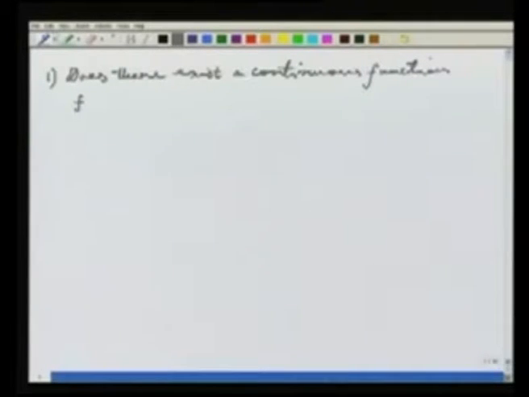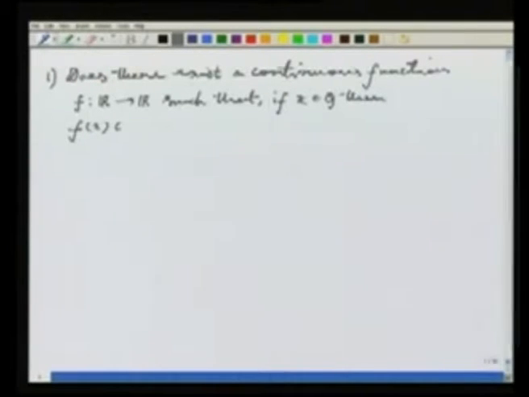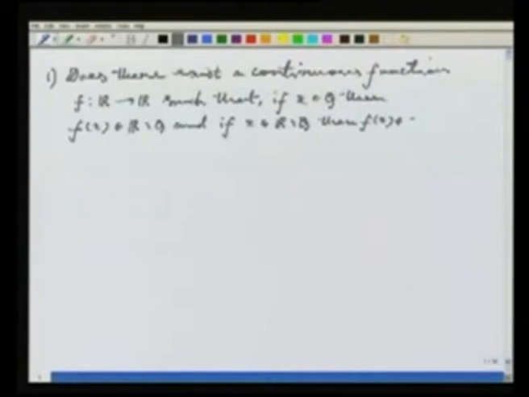f from R to R which has the following properties such that if x is a rational number, that is x is in Q, then f(x) is an irrational number, that is it belongs to R minus Q. And if x is an irrational number, that is it is in R minus Q, then f(x) is a rational number, that is f(x) belongs to Q.